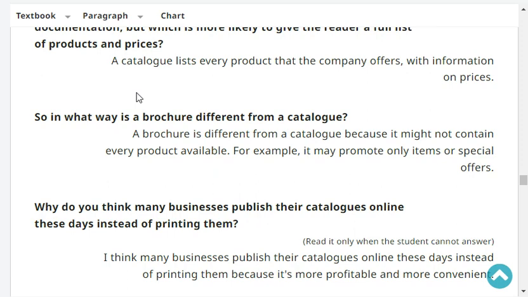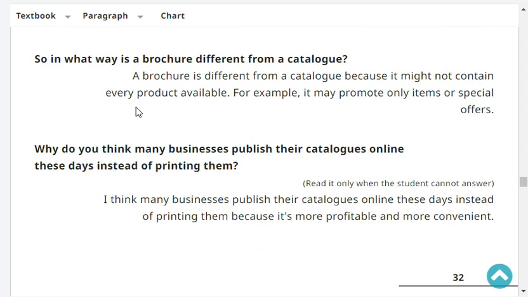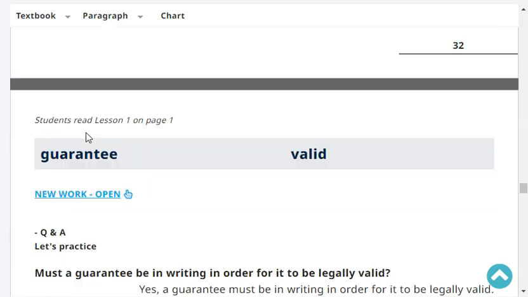Why do you think many businesses publish their catalogs online these days instead of printing them? I think an online catalog is cheaper than a printed catalog. That's correct. It's cheaper and it can reach everybody more than a printed one. Very good.